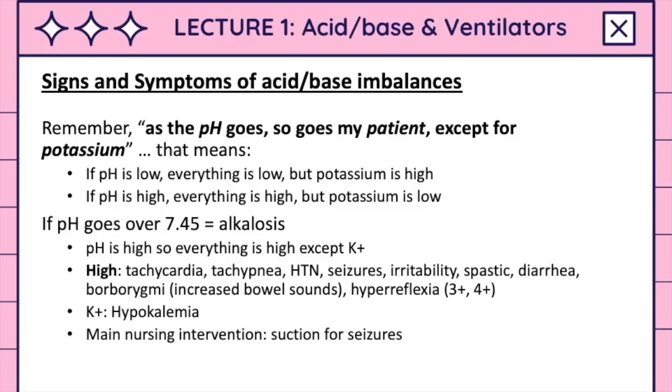Irritable. We got irritable, we got hyperreflexia. What else do you think? Think of a body system and then go a high. Tachypnea. What else? Tachycardia. Would you have paralytic ileus or borborygmi?